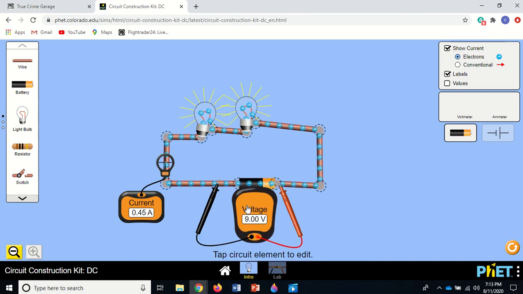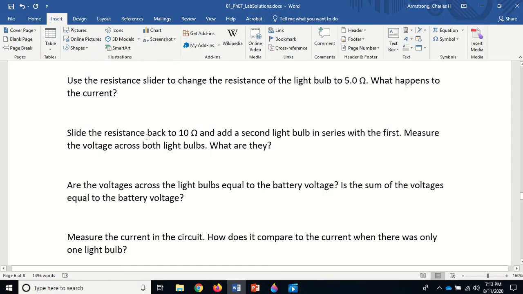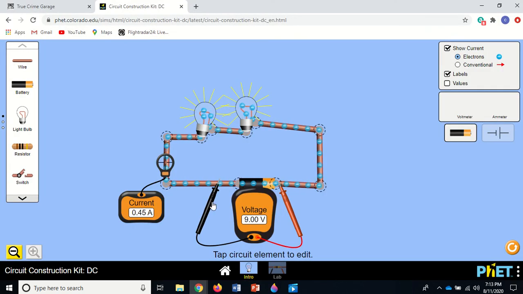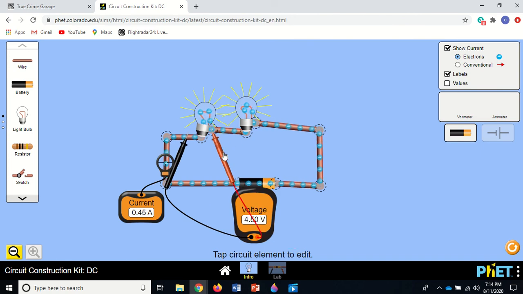Okay, so let's put it up. We can read the voltage here. Add a second resistor. Measure the voltage across both light bulbs. We got 9 volts here. We've got 4.5 volts across this guy. 9 volts across both of them. 4.5 volts across this guy.